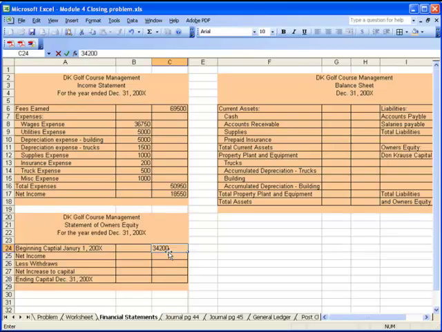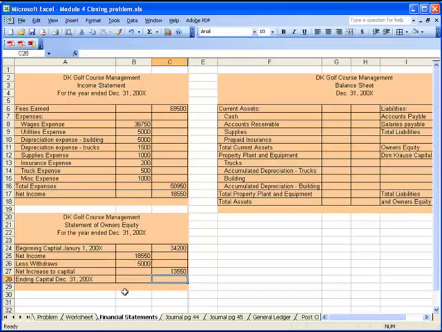$34,200. My withdrawals were $5,000. And my net income is right here, $18,550. Now, this is the first time in creating financial statements that I have to actually do a little bit of math, and I need my net increase to capital, and that is simply my net income less my withdrawals. So I'm going to say this is equal to this minus my withdrawals.